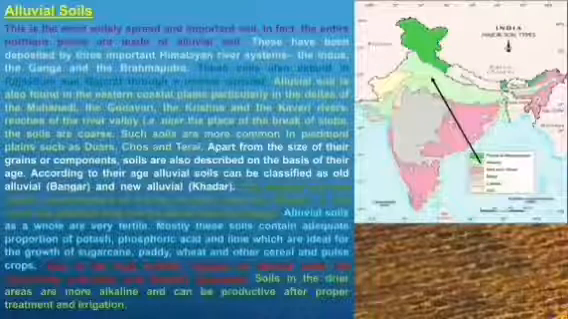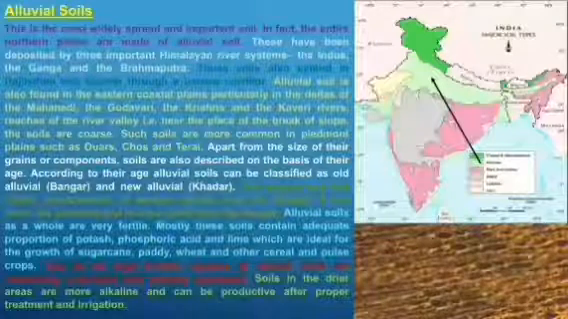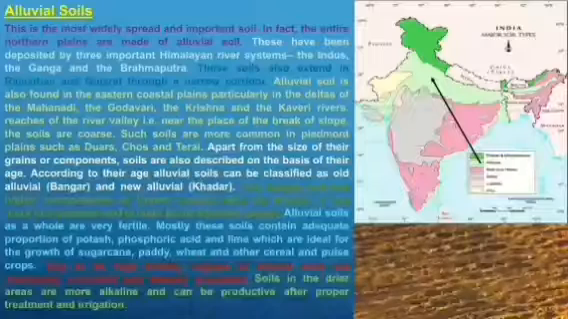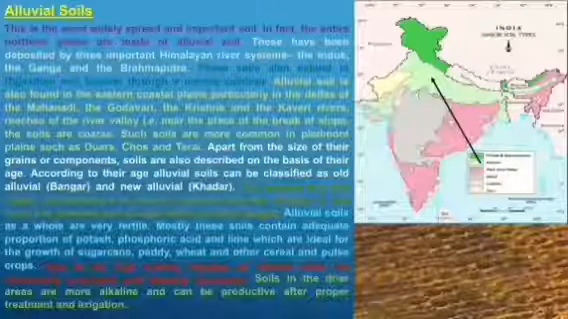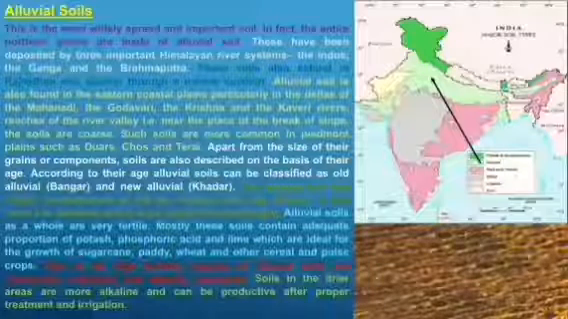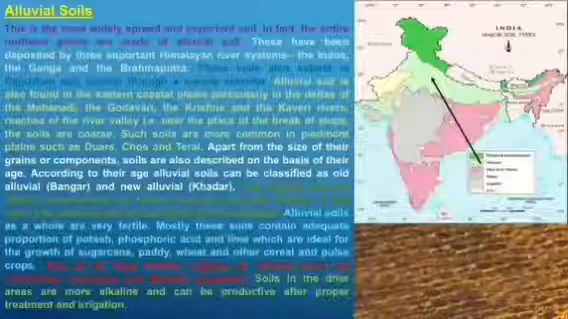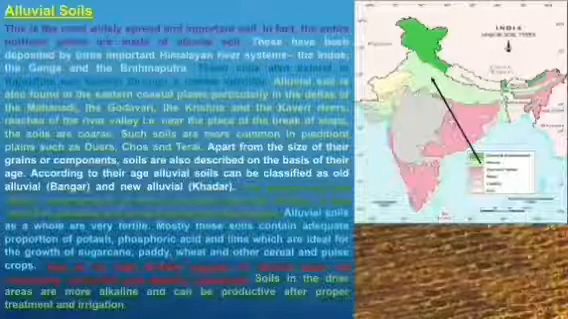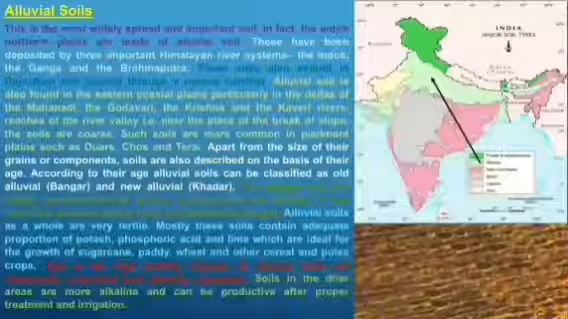These alluvial soils are the most important soils because most of the people prefer to live there, and it has been observed that dense areas are found in these northern plains, particularly Punjab, Haryana, Uttar Pradesh, and other states which are represented here on the map.